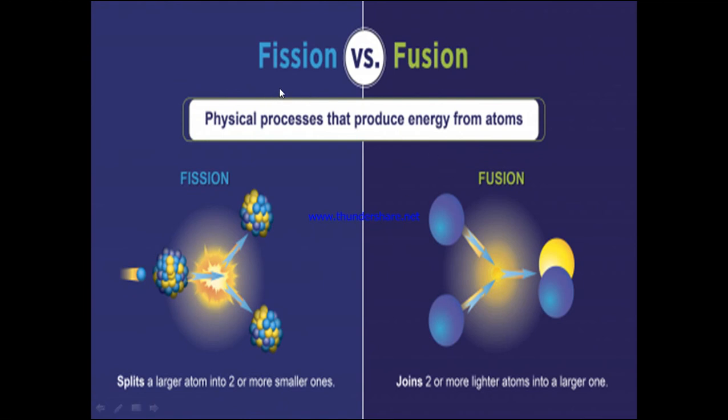This is the difference between fission and fusion. In fission, a neutron strikes the nucleus, which is divided into pieces, and energy is produced. It splits a large atom into two or more smaller ones. And what about fusion? Two nuclei fuse with each other to form a heavy nucleus, and energy is also produced. It joins two or more lighter atoms into a larger one.